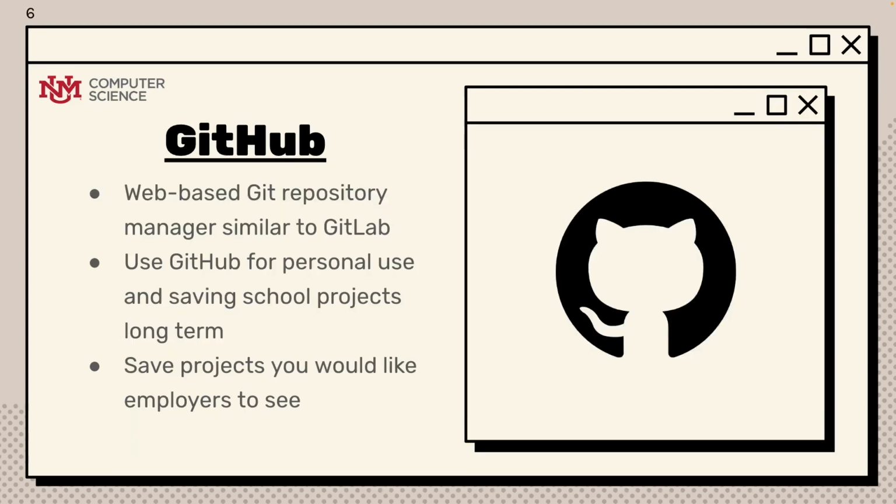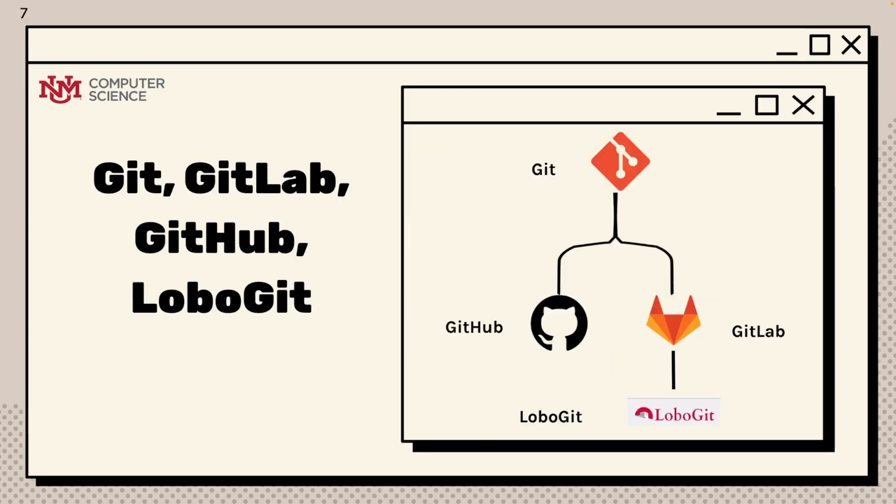GitHub is a web-based Git repository manager similar to GitLab. Many of the same tools and features from GitLab can be found in GitHub. We suggest that you create a personal GitHub account to save projects that you would like to keep after your time at UNM. 3 semesters after you graduate, you will lose access to your LoboGit, so it's essential that you move over important projects and documents to your personal GitHub.